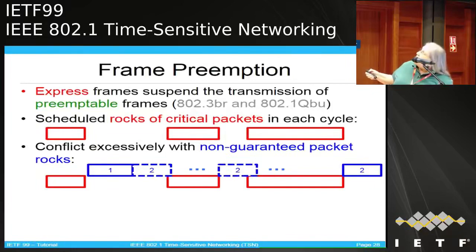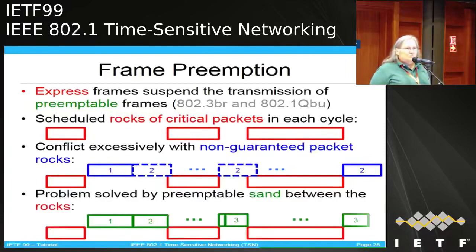And then it doesn't fit in this gap either, and so the bandwidth is again wasted. And finally, here we get a gap big enough to send packet 2. That's without preemption. When we add preemption, we let the traditional traffic act like sand between the rocks.